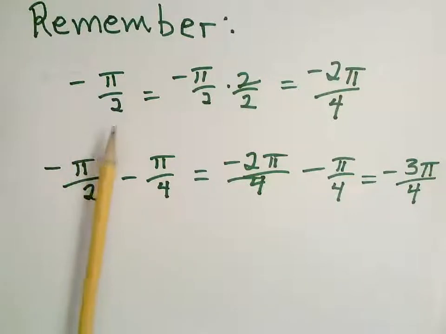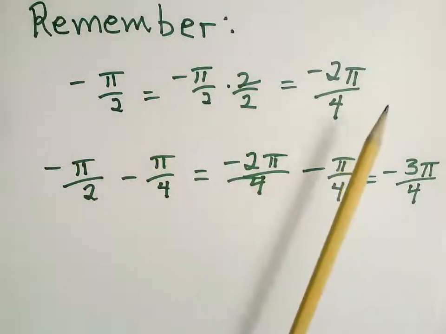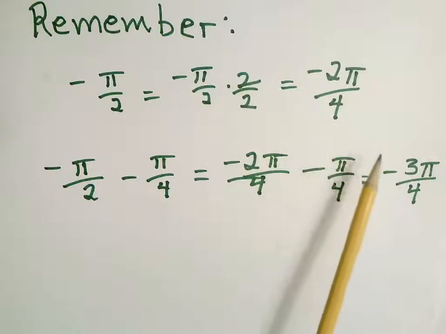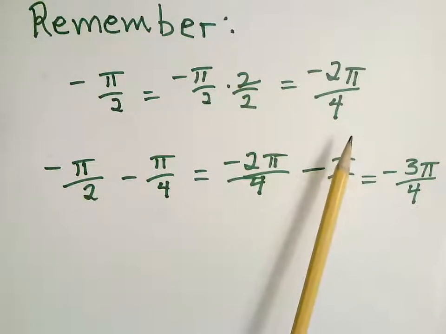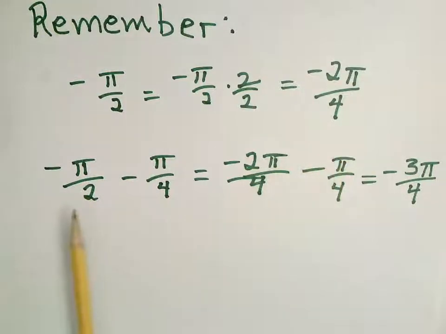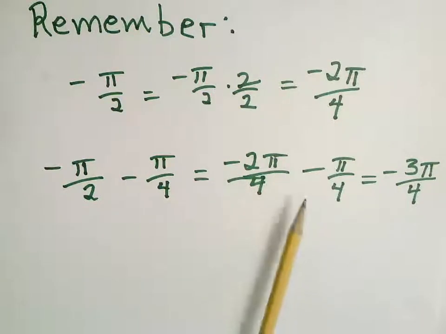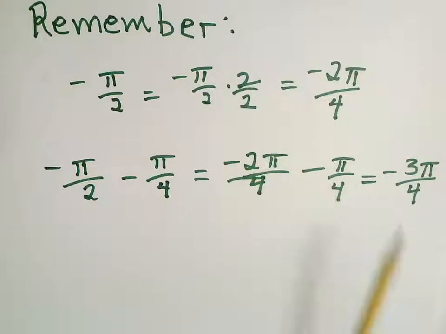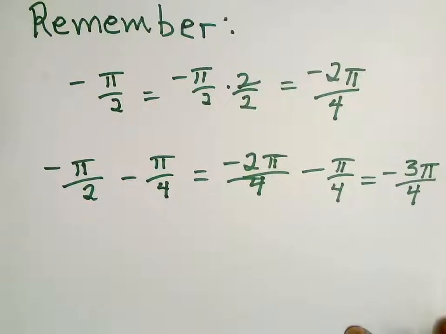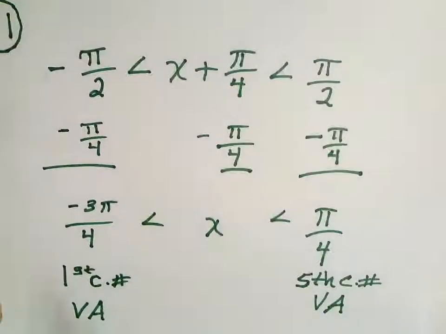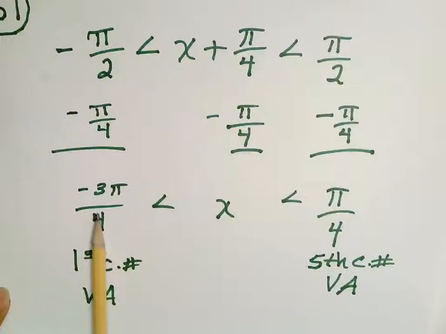Negative pi over 2 is the same thing as negative 2 pi over 4. And I was doing that to get everything to have a like denominator so that we can add and subtract them. So negative pi over 2 minus pi over 4 becomes negative 2 pi over 4 minus pi over 4, which is a negative 3 pi over 4. So that's how we're getting right here this negative 3 pi over 4.